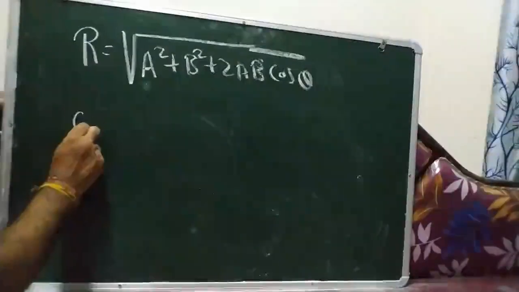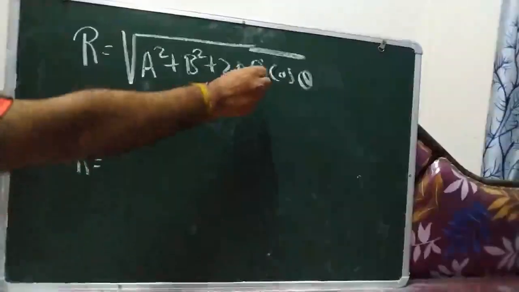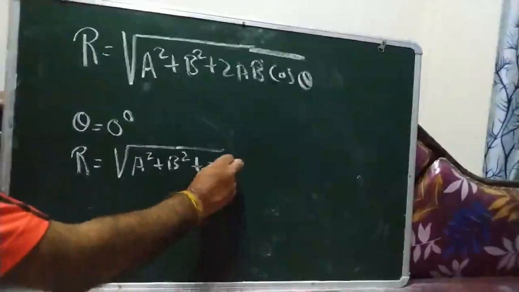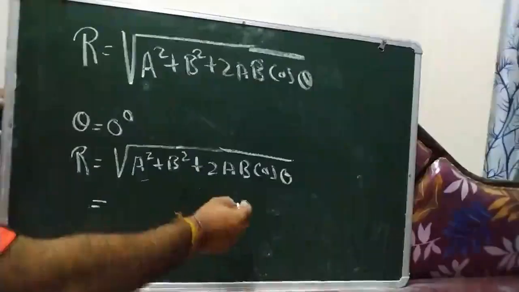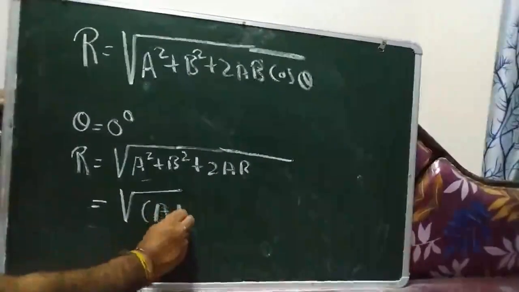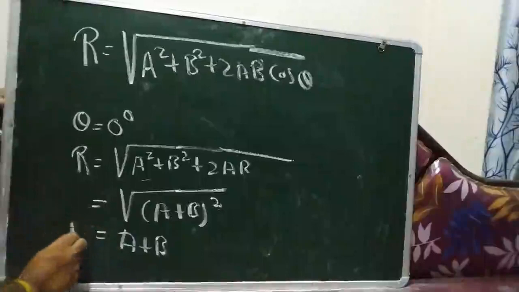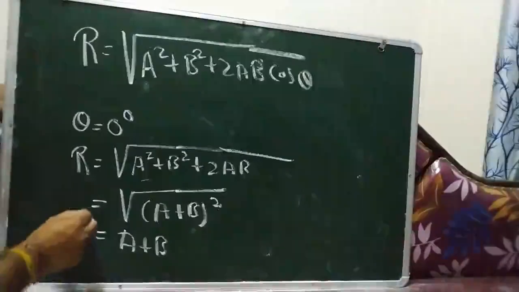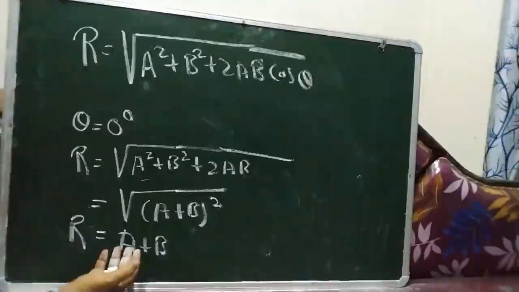If theta equals 0, the angle between A and B, then what will R be? Cos 0 means 1, so that will give you A square plus B square plus twice AB. Sorry, not cos of theta, cos 0 means 1. So this is the formula of A plus B whole square, and the square root cancels, so R equals A plus B. I have not written the vector sign above, so this is the magnitude of the resultant vector, the magnitude of vector A, and the magnitude of vector B. Now if there is an angle theta, this is the formula.